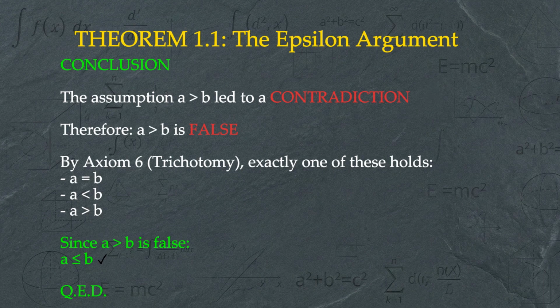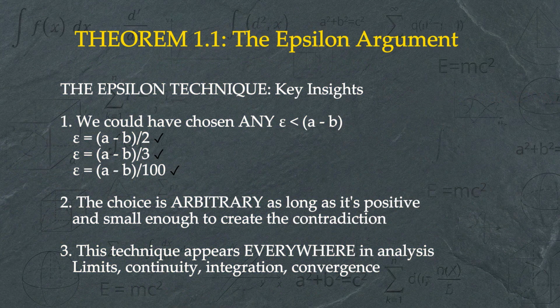By axiom 6, trichotomy, exactly one of 3 relations must hold. We've just proven that A greater than B is false. Therefore, A must be less than or equal to B. And that completes the proof. QED. Let's step back and understand the technique.